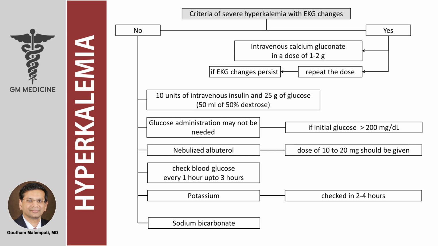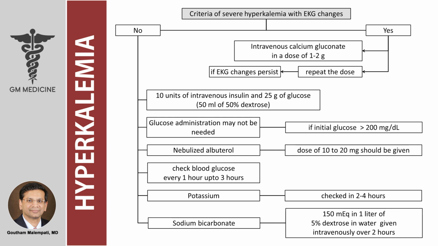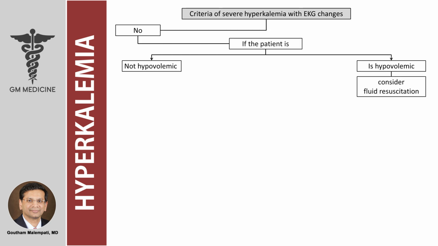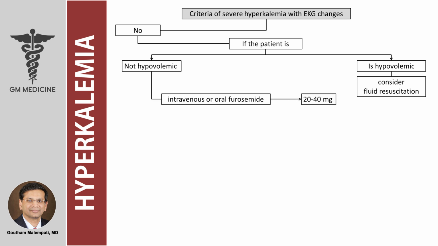Sodium bicarbonate in a dose of 150 milliequivalents in 1 liter of 5% dextrose in water intravenously over 2 hours should be given. If the patient is hypovolemic, consider fluid resuscitation. If the patient is not hypovolemic, one should consider giving diuretics such as intravenous or oral furosemide in a dose of 20 to 40 milligrams or intravenous or oral bumetanide in a dose of 1 milligram.